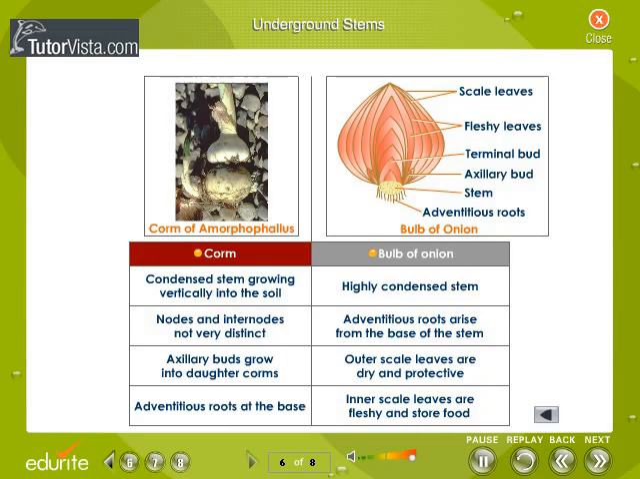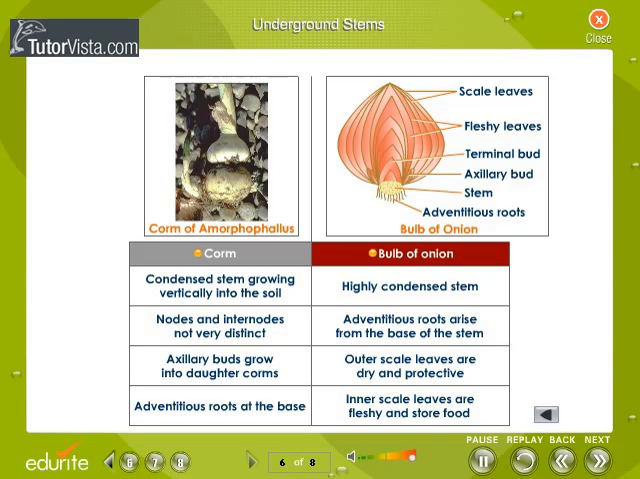Corm. Corm is a condensed stem growing vertically into the soil. Nodes and internodes of corm are not very distinct. Axillary buds grow into daughter corms. Adventitious roots are at the base.